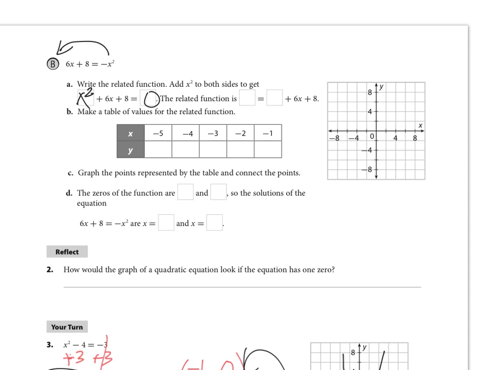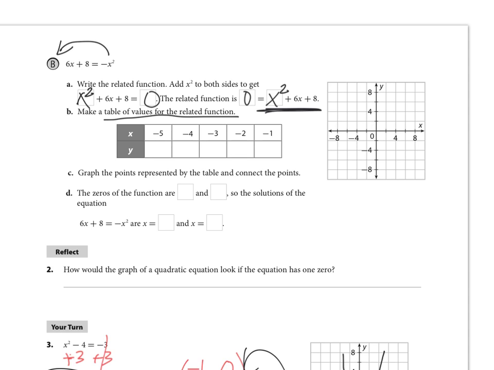So the related function is, just rewrite it, 0 equals x squared plus 6x plus 8. It says make a table of values for the related function. Okay, so what do you do? You go to y equals and put that in, and then you go to your table and look at your values for the table. So if you look at the table on your calculator for the values, you can plug those in.